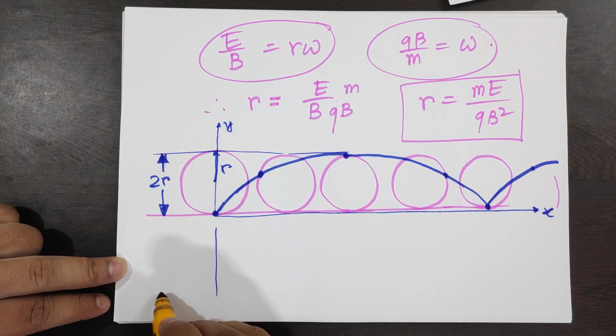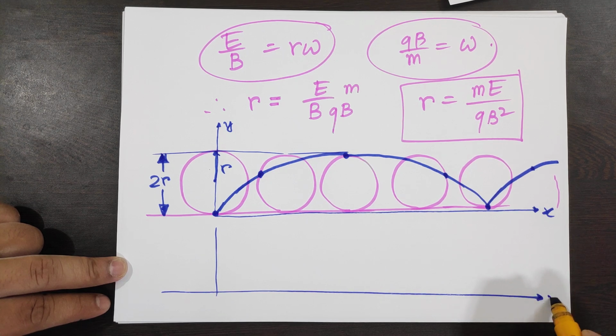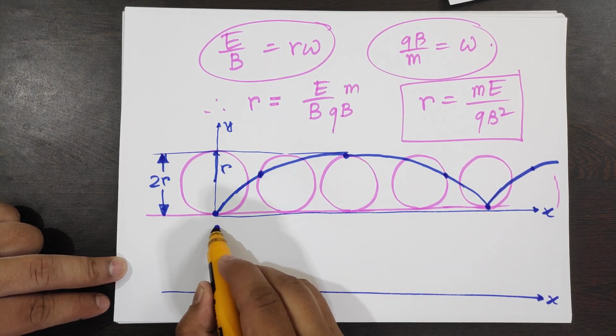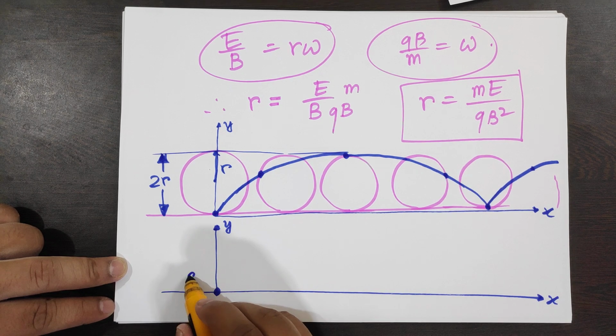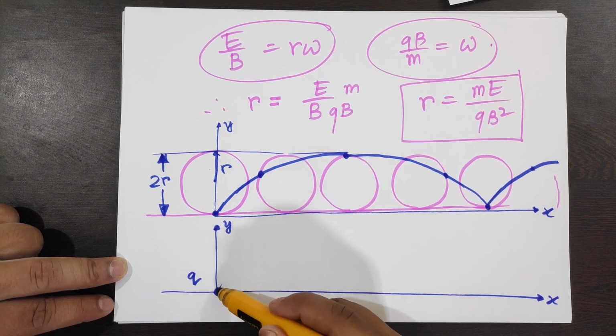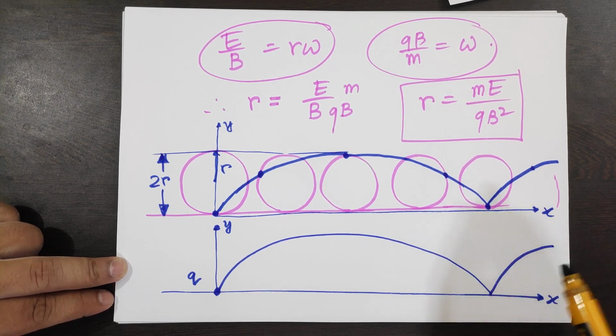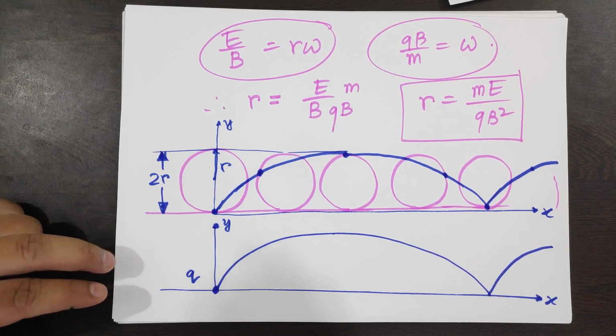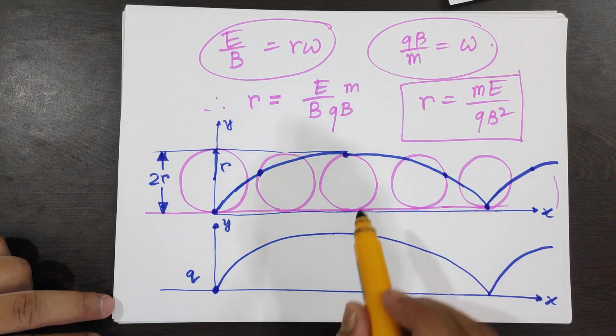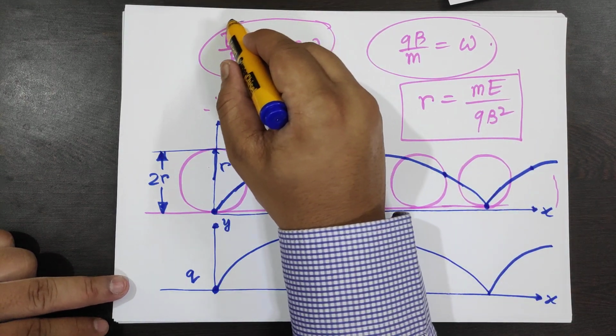And this is exactly the path followed by the point charge. Here the point charge q is released here, and this will be the path of the point charge. Exactly, it is a cycloid. And you know, these all we have equated.